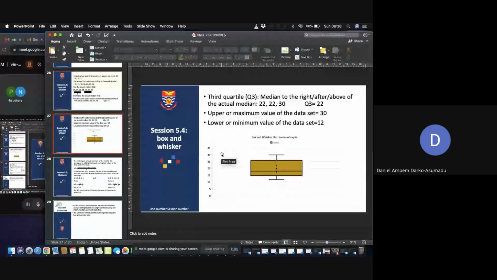So I chose 0, 5, 10 because it will capture from the minimum to the maximum. 12 to 30 will be found within this range, this scale. That's why I use that. Please, is that clear?